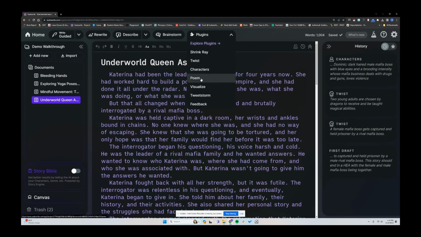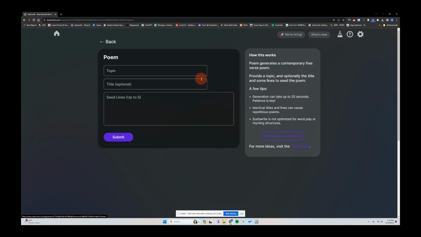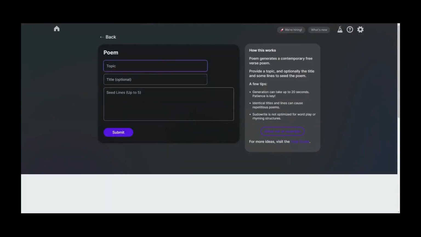Next up, we have Poem, which I have never actually used. So let's try it. Let's go for it. You can see how well it knows me and what I'm used to. I suck at poems, y'all. I did one way back in high school, and that was it.